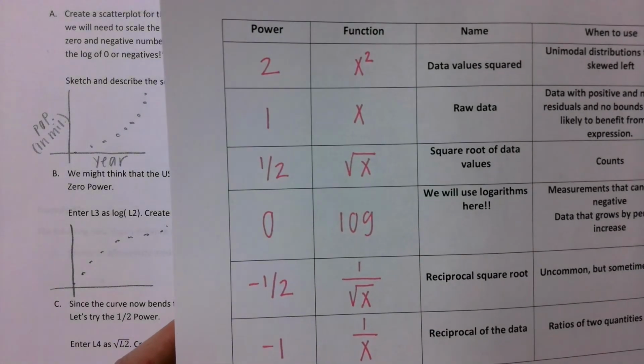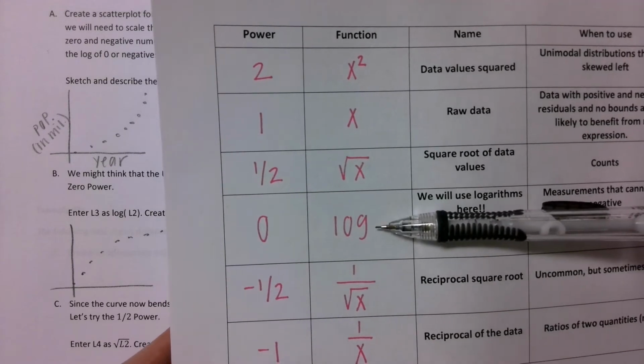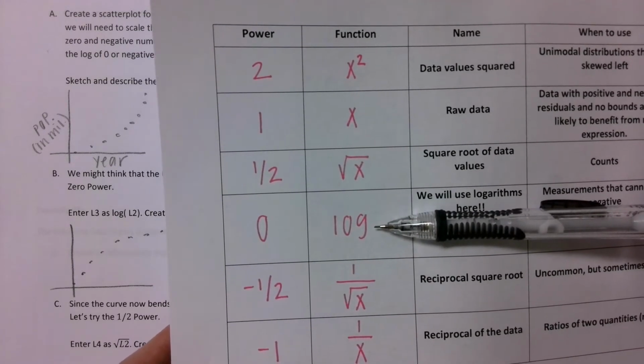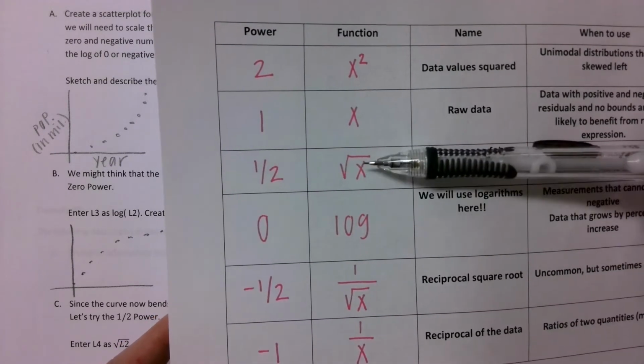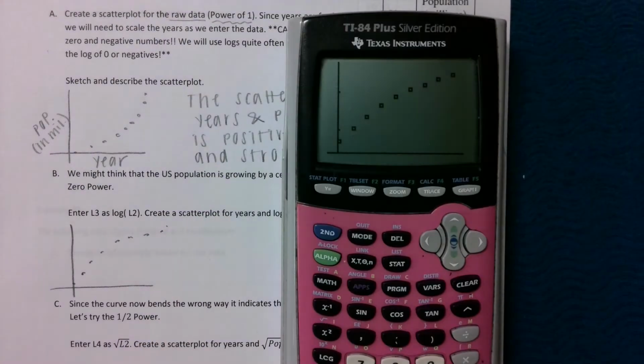So if I look here, I started with raw data. We decided to try logs. That went too far. It changed the direction of the curve. So now we're going to move backwards. Let's try the square root.